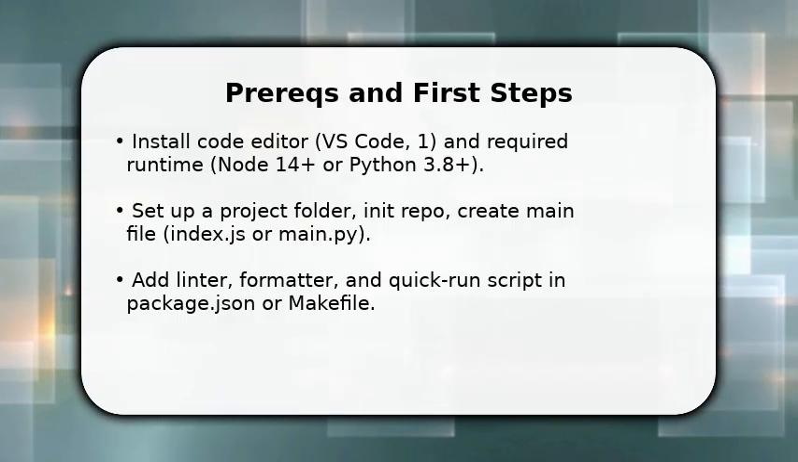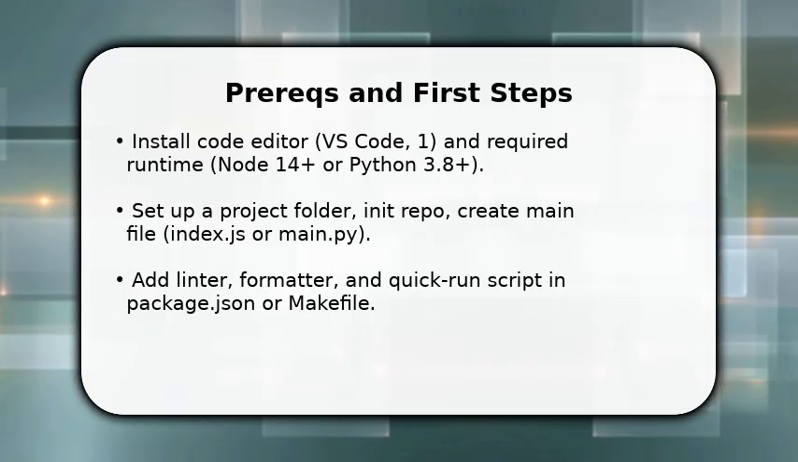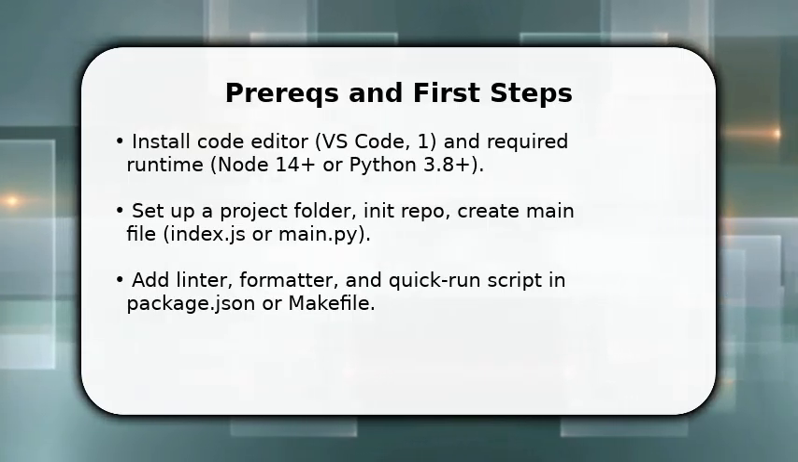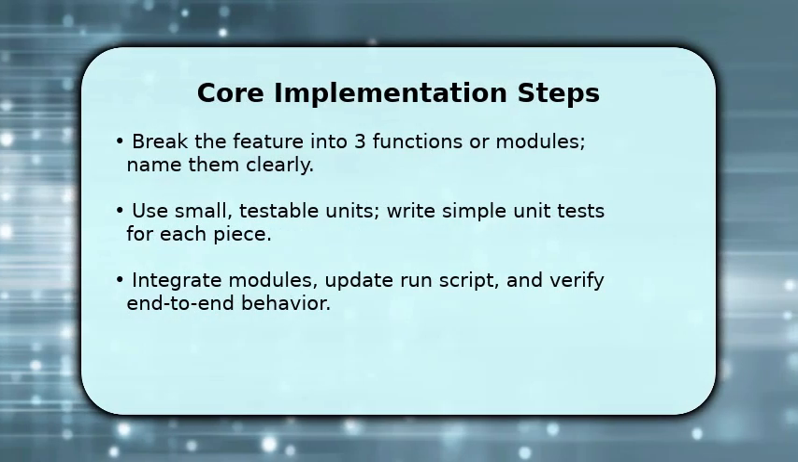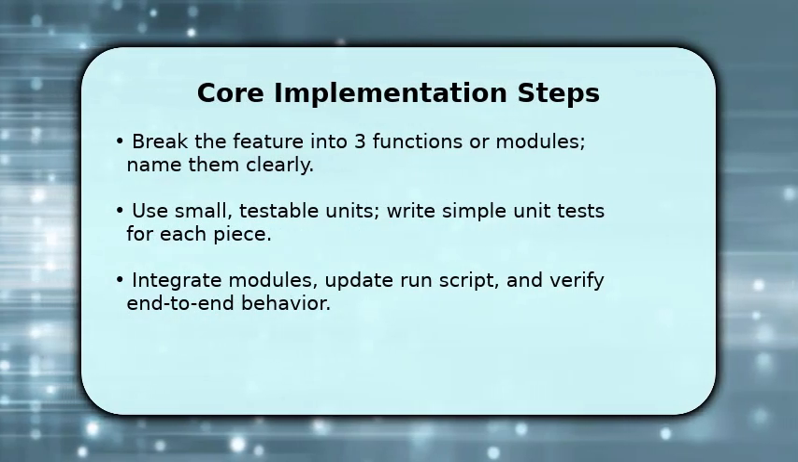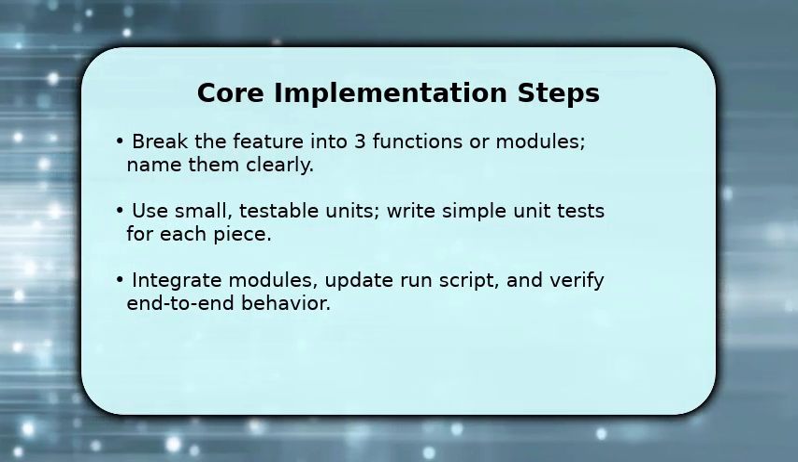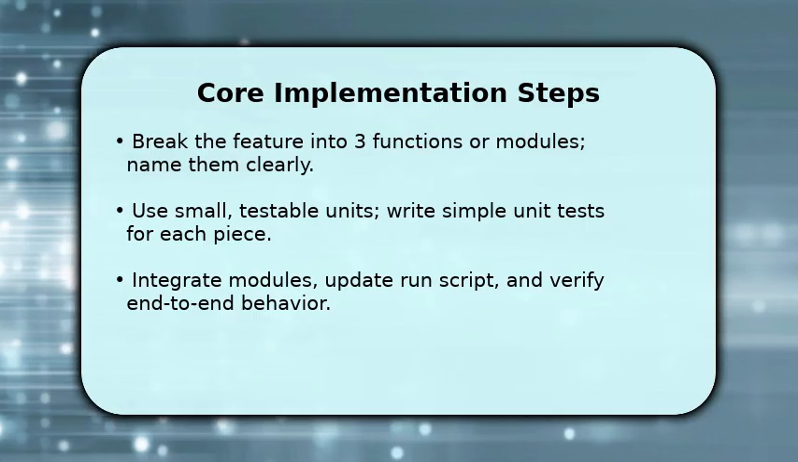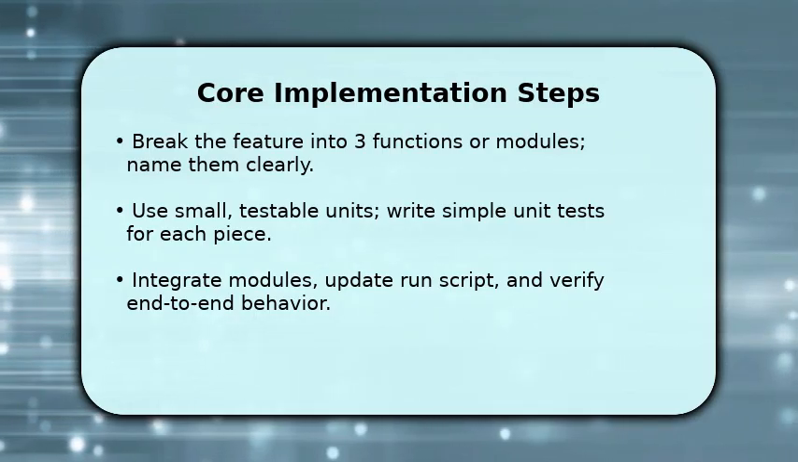You begin by typing a minimal working example into the main file and running it immediately to confirm the environment. You now implement the core logic in small, focused files, one module per responsibility. Start with the simplest happy path for each module, then add edge case handling. Once each piece has a unit test, integrate them and run the suite. Failing tests show where to refine interfaces.